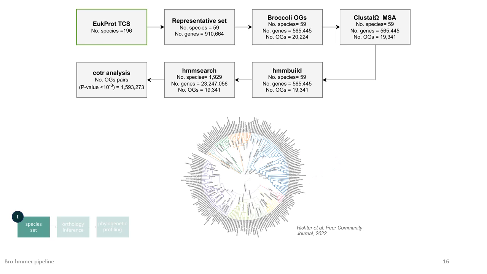To perform our analysis, we selected a representative set of eukaryotic species from the comparative set in the EuProt database. To do that, we trimmed the eukaryotic set to the first NCBI taxonomic level and retained the species with the best BUSCO completeness score. We ended up with 59 phylogenetically broad species.